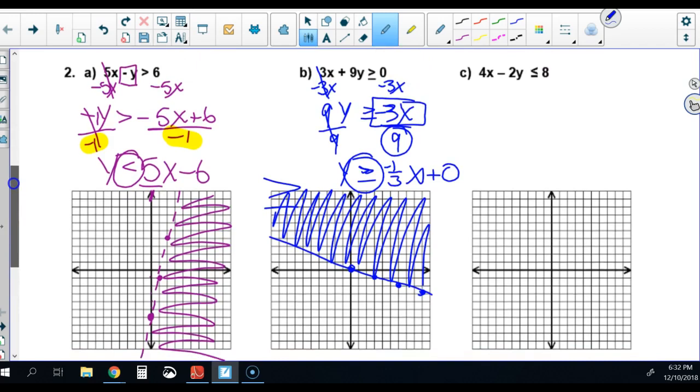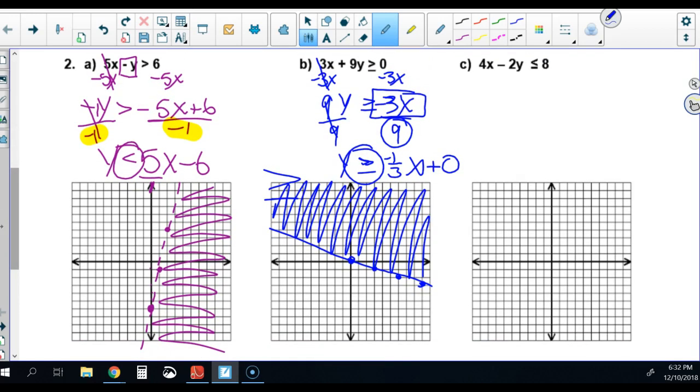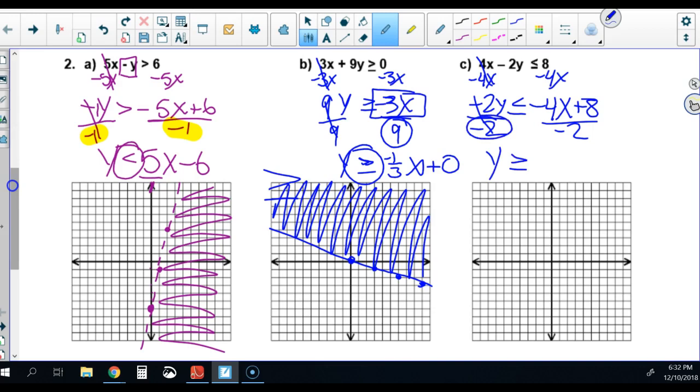2c, 4x minus 2y is less than or equal to 8. Get the y isolated. We have minus 4x to both sides. Negative 2y less than or equal to negative 4x plus 8. Divide by negative 2. Should be sirens going off in your head. Dividing by a negative number. Uh-oh. y is greater than or equal to, switch that around because of that negative number, negative 4 over negative 2 is positive 2x minus 4.